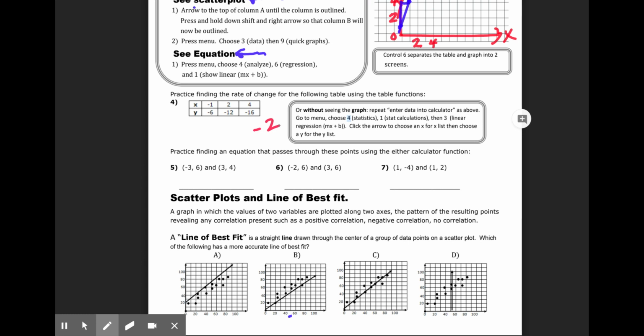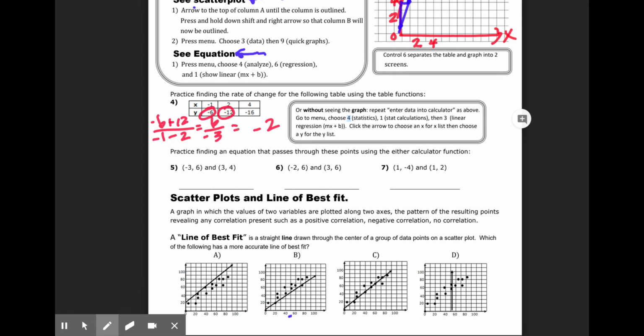And you could do this by hand even. We taught you to do y minus y over x minus x. So you just take any two y values, like -6 minus -12 becomes a +12, and then -1 minus 2. So you get a +6 over a -3, which gives you a -2.